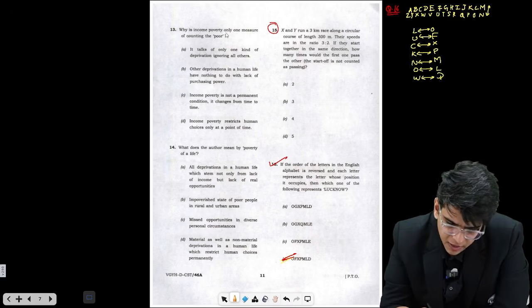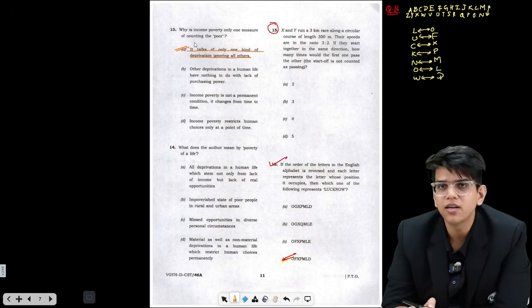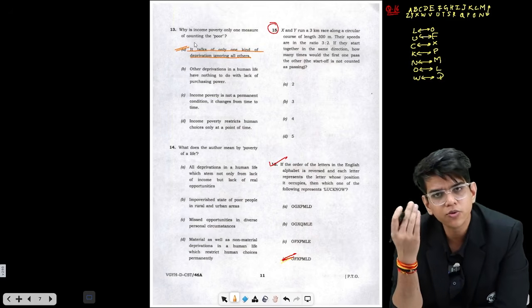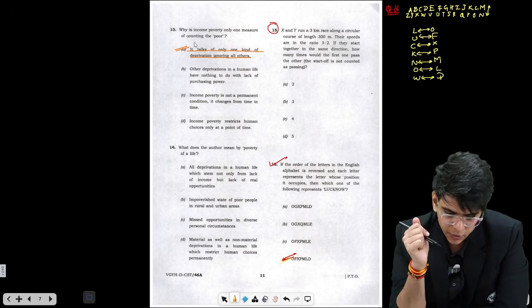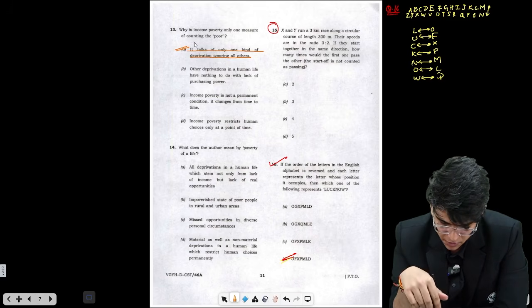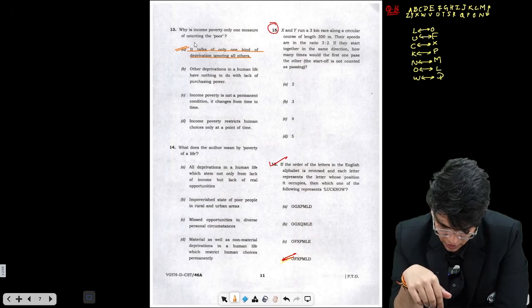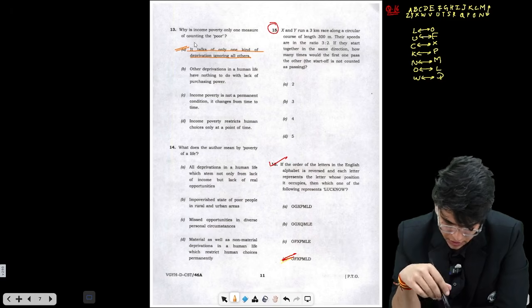Why is income poverty only one measure of counting the poor? If you read the passage, it talks about only one kind of deprivation, ignoring all others. Societal जो issues होते हैं उनको ignore करके they are considering only the income. That's why option A. What does the author mean by poverty of life? All deprivation in the human life which stem not only from lack of income but lack of real opportunities. Option A.